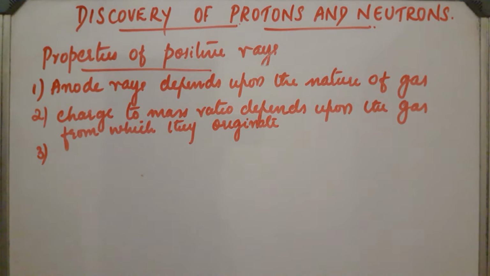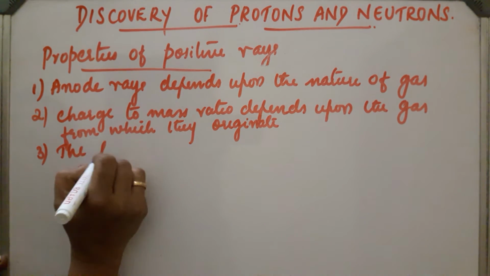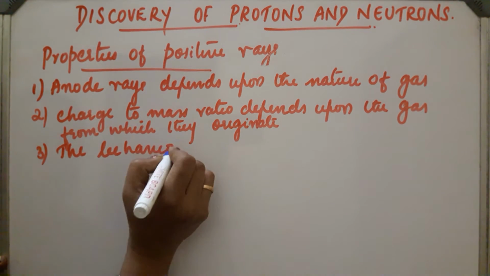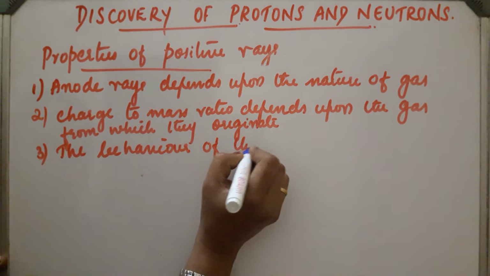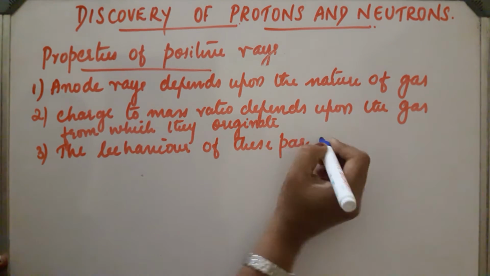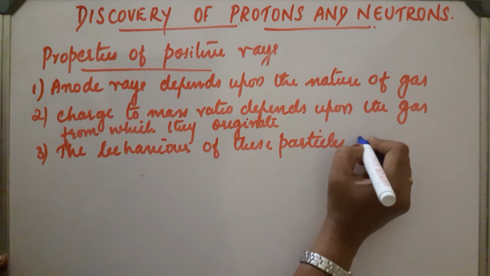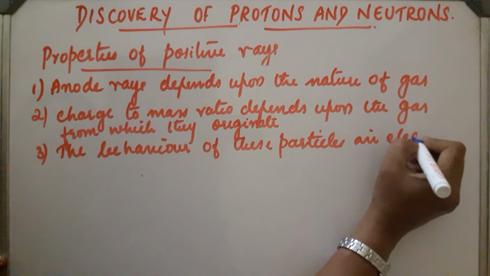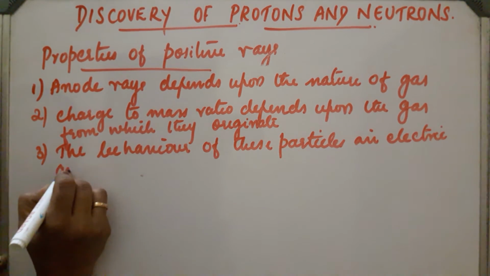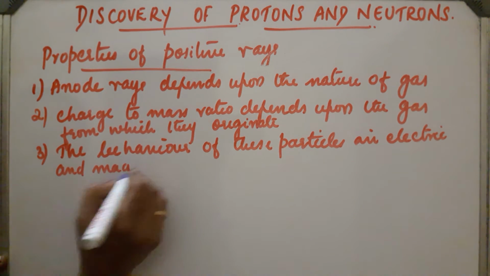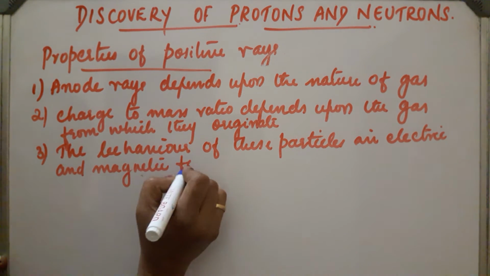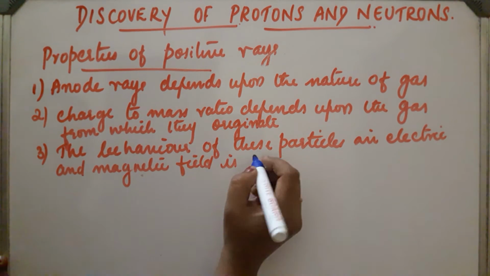Next, these rays behave as particles, opposite to that of the cathode rays, in the presence of electric and magnetic fields. That is the behavior of these particles: their behavior in electric and magnetic field is opposite to that of cathode rays.